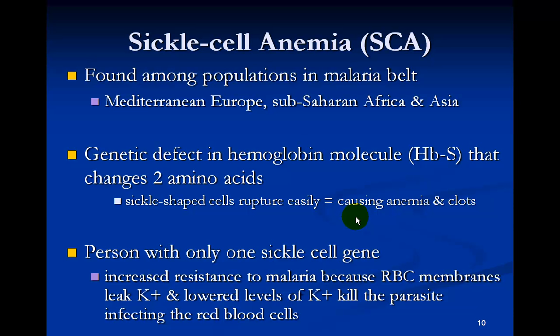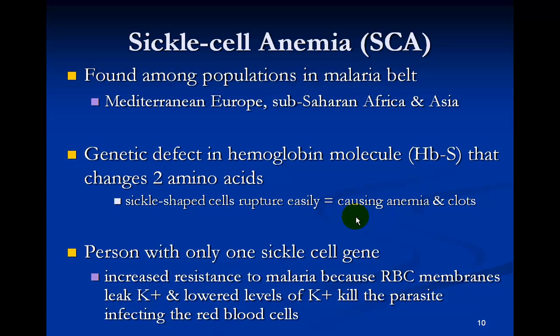And as a result, the cells, red blood cells, are not shaped properly, and they rupture easily, and they cause anemia and blood clots. If there's a benefit to this, this is the fact that people with sickle cell anemia tend not to suffer from malaria. Even a person with only one sickle cell gene, that they're a carrier but don't come down with sickle cell anemia, wind up with increased resistance to malaria.